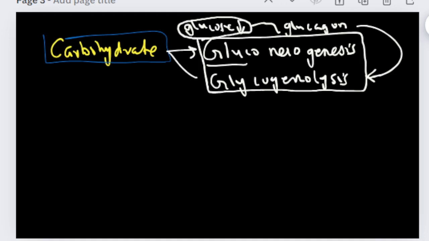Another is gluconeogenesis. In gluconeogenesis, glucose formation occurs in a new way.